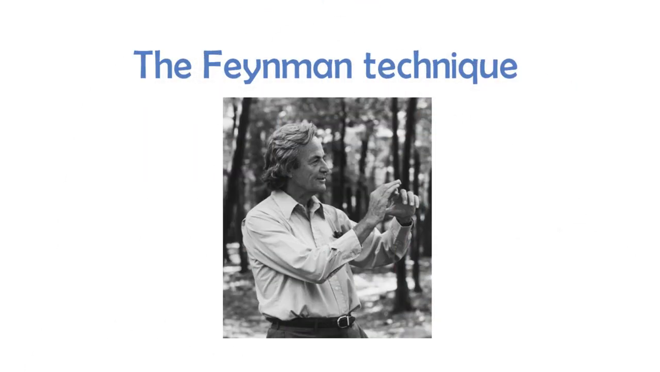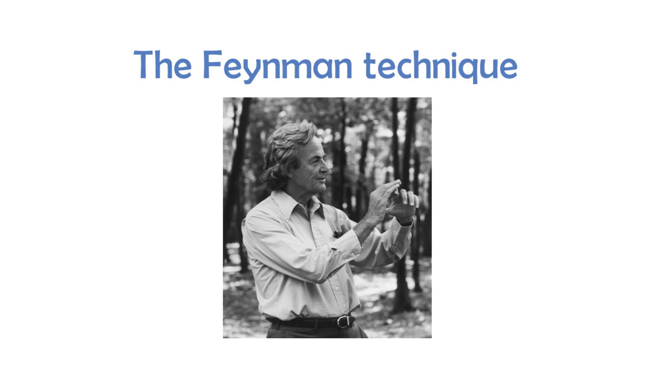Today we are talking about the Feynman technique. This comes from Nobel Prize winning physicist and all round interesting dude Richard Feynman. Its basic premise is, in order to really understand something, you need to be able to explain it in simple terms. So we can kill two birds with one stone here.